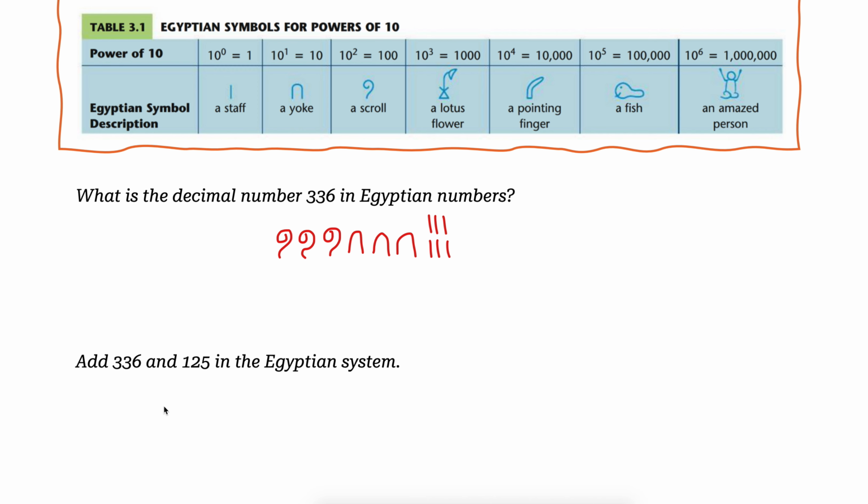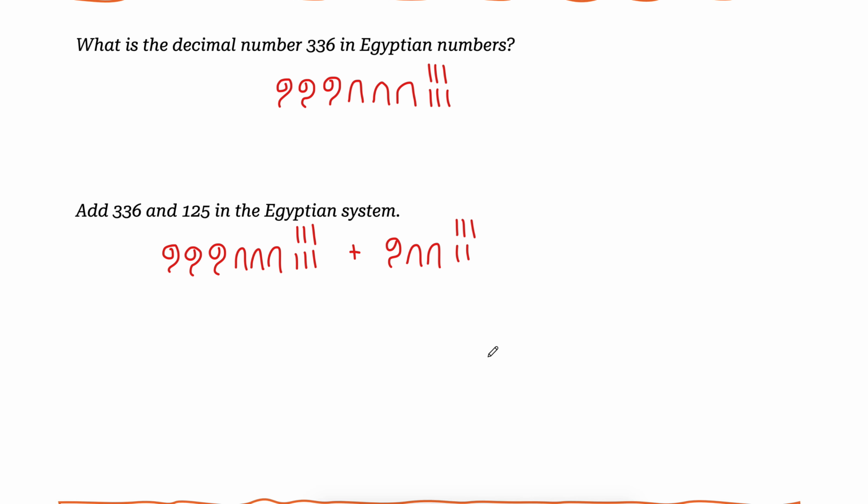Well, 336, so there's our 1, 2, 3 hundreds, then our 3 tens and our 6 ones, plus 125. So all told now, there are 4 hundreds, 5 tens, and we have a total of 11 ones.